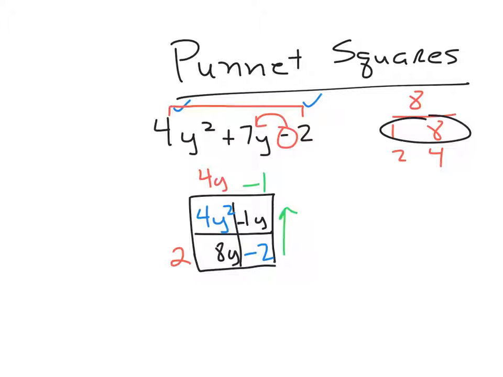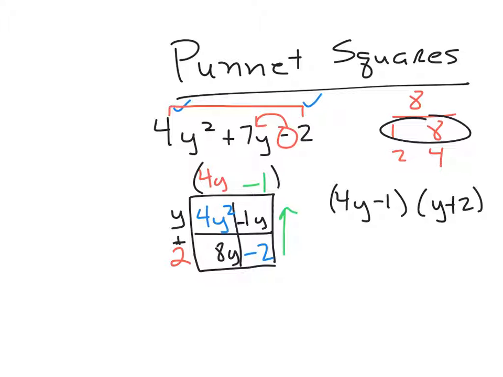Now, I'm going to do this box here. 4y times what gives me 4y squared? That simply is just y. And look, what you have right here is 4y minus 1 times y plus 2. And that is using Punnett squares.